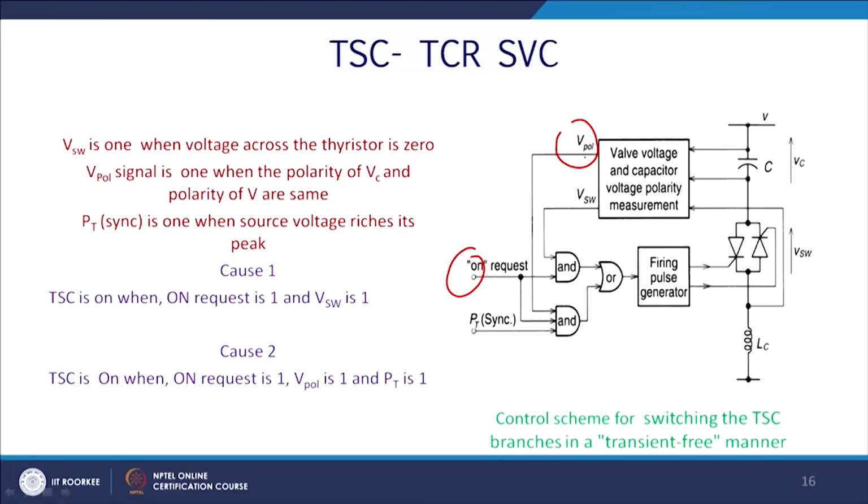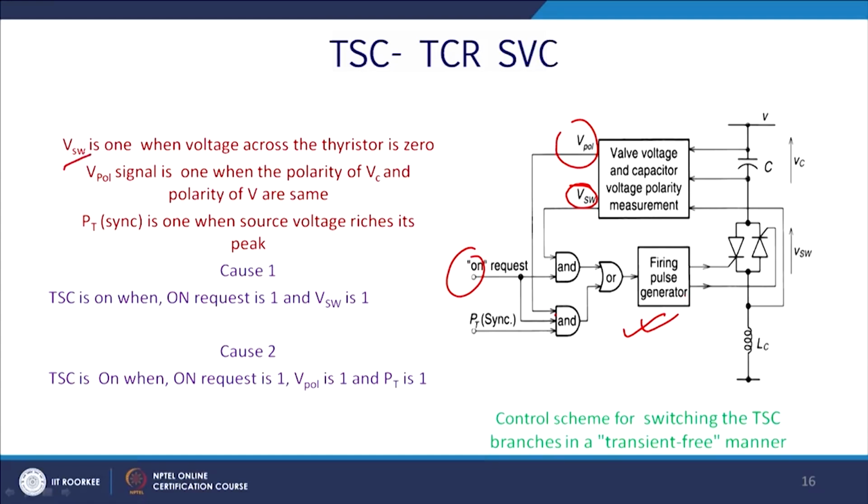So, what happens? If you have an on request, then first of all you require synchronization with the PT. That comes from the potential transformer, essentially a voltage template, and it will also check the pole voltage. Then, with the on request, you will check the switch voltage as well. Then it will AND them, and OR the results, and you will give a triggering pulse, because there are two conditions, clause 1 and clause 2.